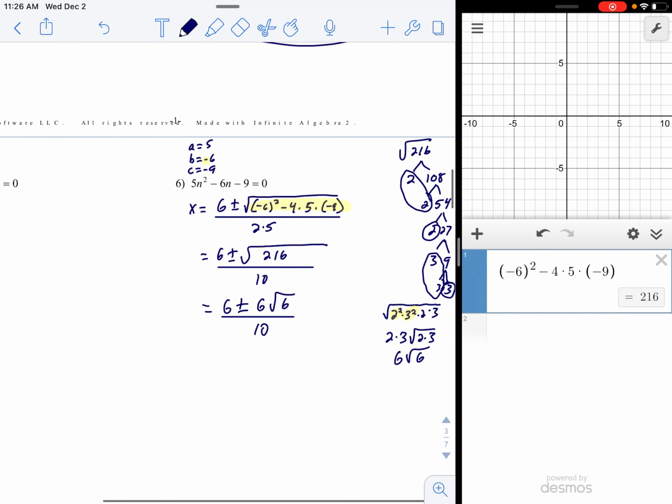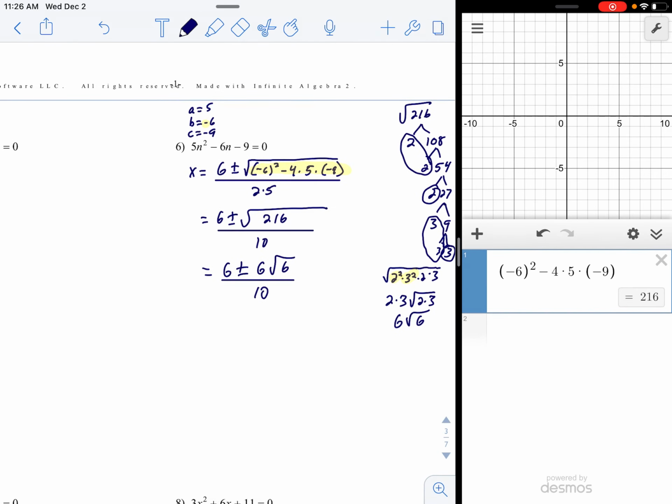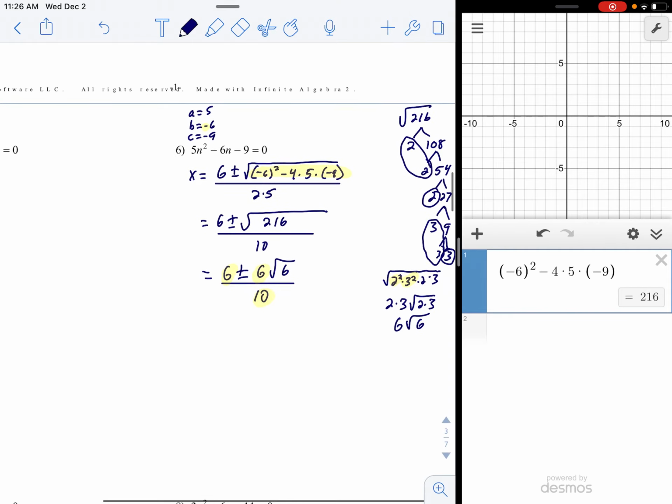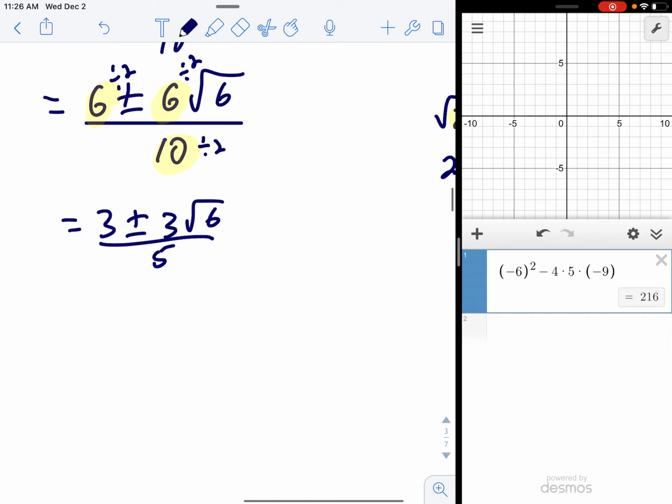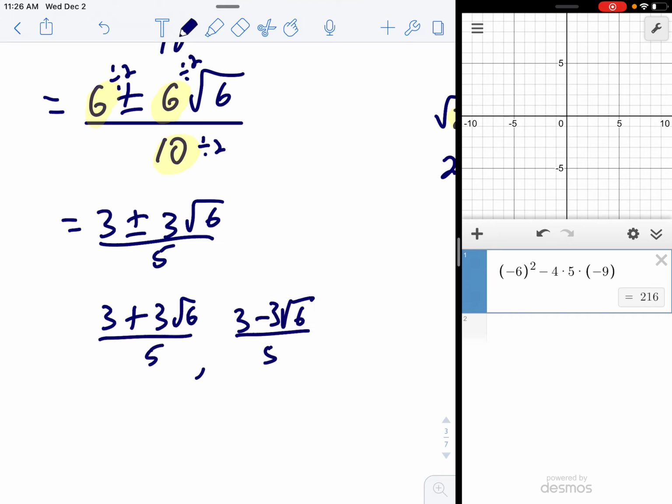And that's not quite finished because 6, 6, and 10 are all even numbers. I can reduce this fraction by dividing everything by 2 and get 3 plus or minus 3 radical 6 over 5. So my final answer should be 3 plus 3 radical 6 over 5 and 3 minus 3 radical 6 over 5. Let me scroll down and check the answer on that one.